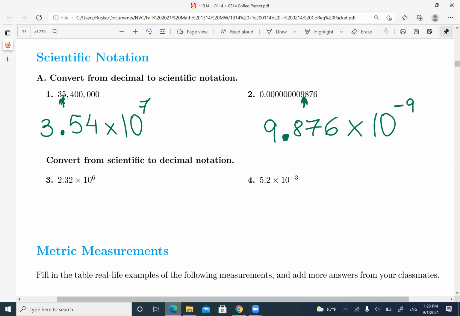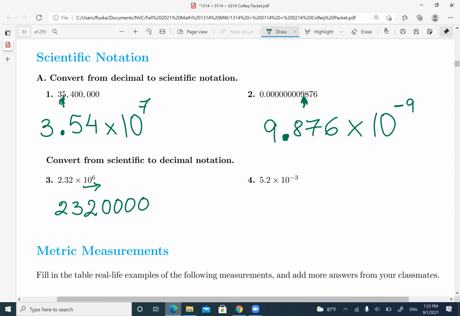So number 3 and 4, we have to do backwards. They give me the scientific notation and we have to get the number. Is it going to be a big number or small number? So let's see. If it's positive, that means it's going to be a big number. That means you're going to move the decimal to the right. So right now I have 2 places to move. So it's going to be 2, 3, 2. And then I have 4 zeros to fill it out with zeros.